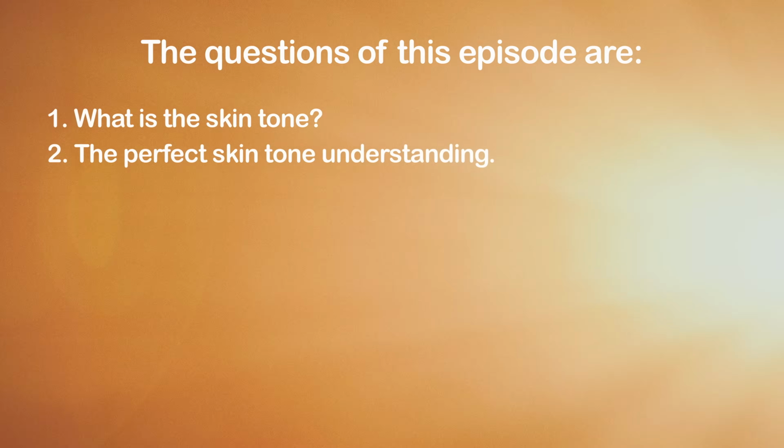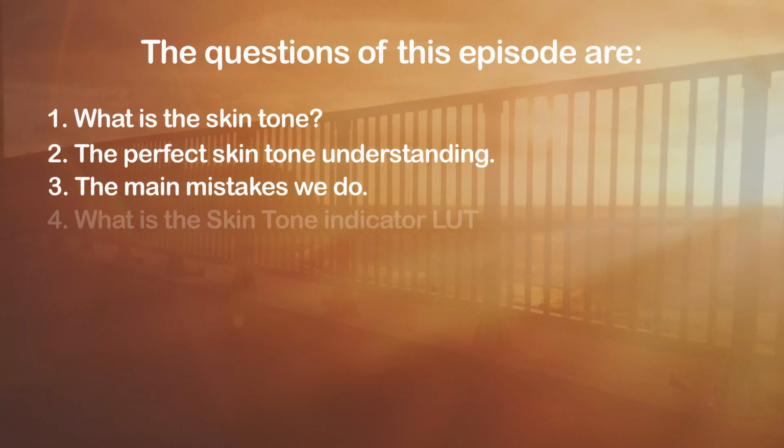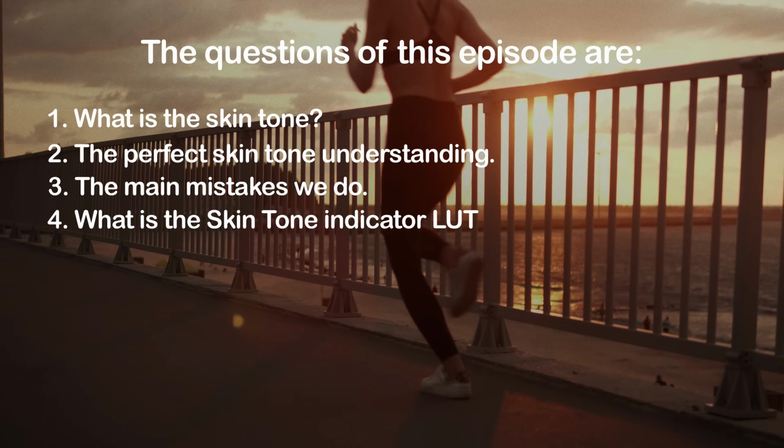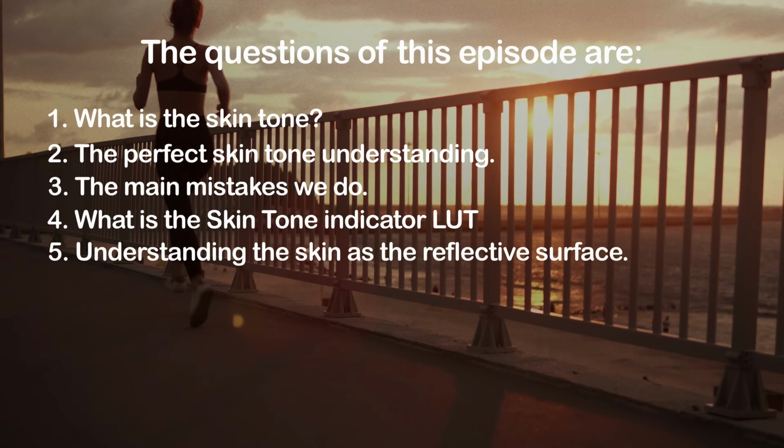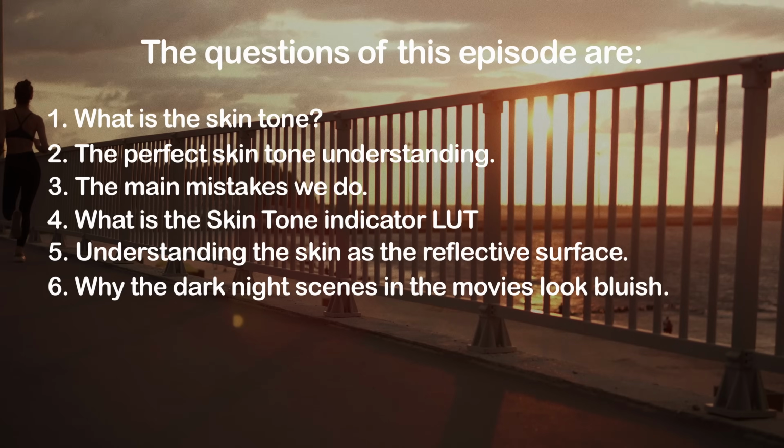The questions of this episode are: what is the skin tone? The perfect skin tone understanding, the main mistakes we do when trying to get the best skin tones, what is the skin indicator LUT, how it works and how to deal with its information, understanding the skin as the reflective surface, and why the dark night scenes in the movies look bluish with the bluish skin tones.